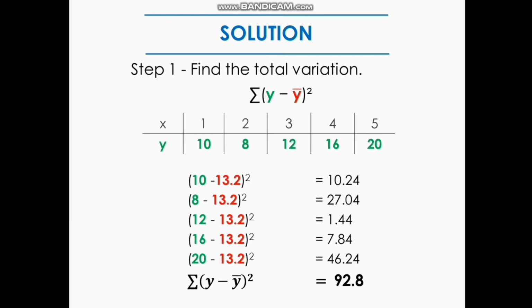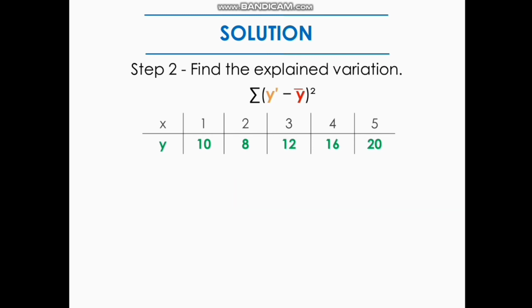Then the summation of the square of y minus the mean of y, or our total variation, is equal to 92.8. Next, for our step 2, let's find the explained variation. To do this, let's substitute the values of x to the regression equation so that we can find the predicted value, or our y prime.